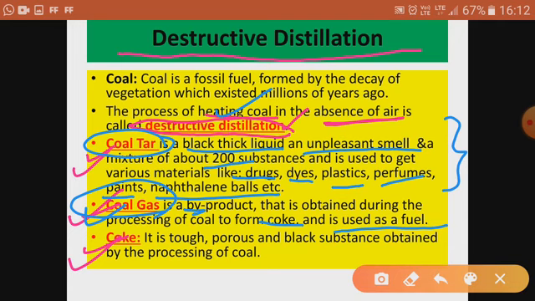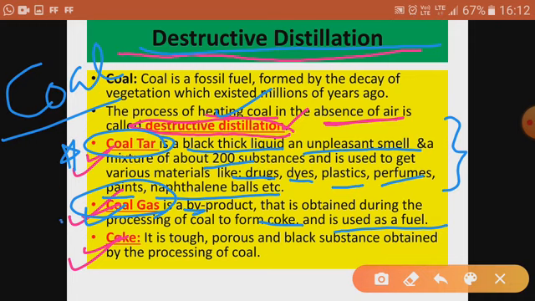Again, coke is a tough, porous, black substance obtained by the processing of coal. When we process coal, we heat it by the process of destructive distillation, that is, heating coal in the absence of air. We get these useful substances: coal tar, coal gas and coke. All three are very important, and they have their own individual values and functions.